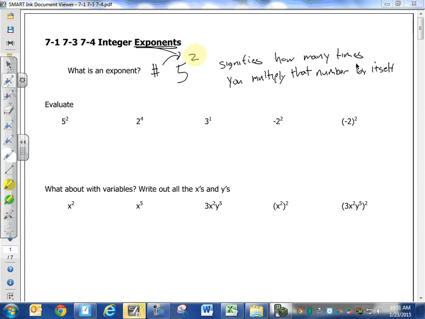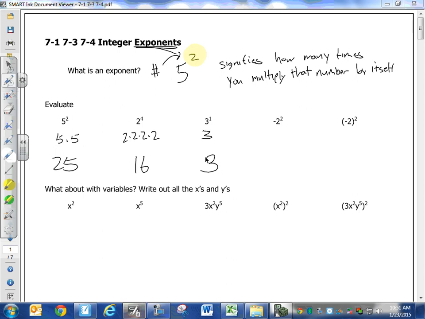So if I see 5 to the second power, that is just 5 times 5, 25, piece of cake. If I see 2 to the fourth power, that's 2 times 2 times 2 times 2. 2, 4, 8, 16. If I see 3 to the first power, that's just 3. That's it.